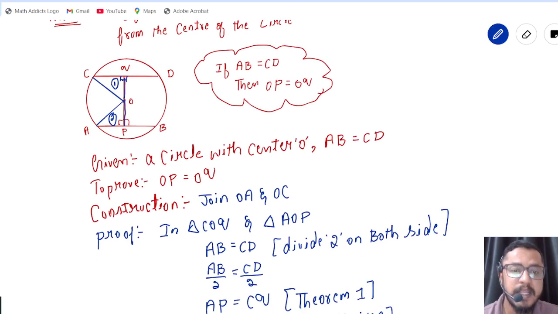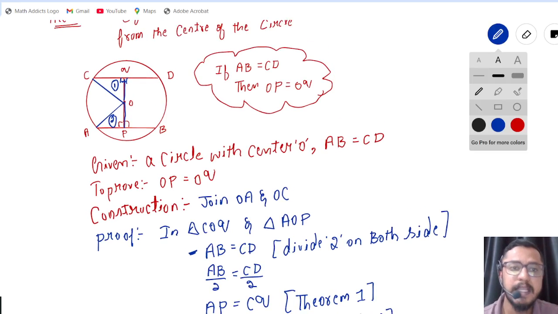Pay attention. Here this is given. AB is equal to CD. This is given. Chords are of equal length. Next, what do you have to do? Divide by 2 on both sides. Now AB by 2, what can you write? AP. CD by 2, what can you write? CQ. Understood?